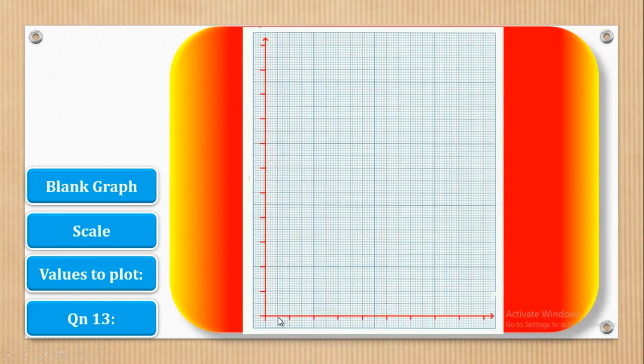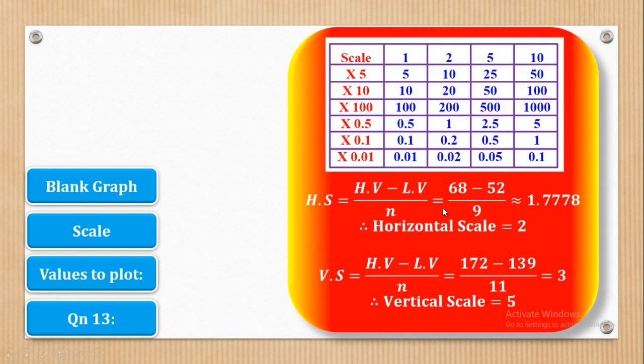You are going to count 1, 2, 3, 4, 5, 6, 7, 8, 9 spaces. So 9 spaces on the horizontal. That means we are going to say 68 minus 52 over 9 to come up with 1.7778. Now we're going to look for a value which is exactly equal to this, or just greater than it.